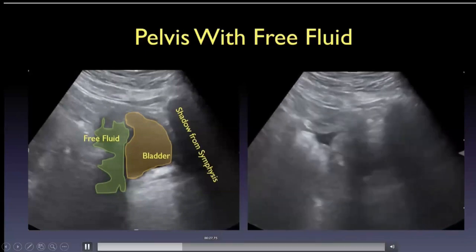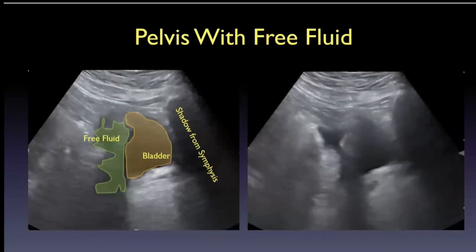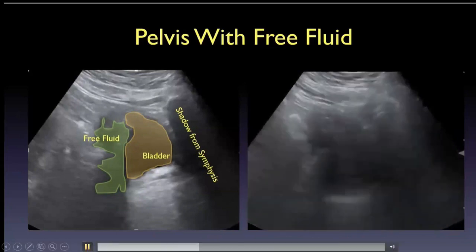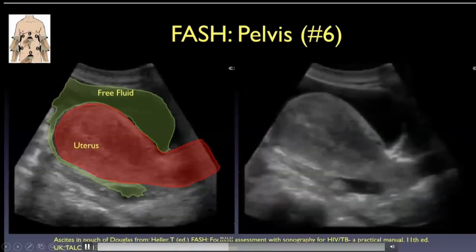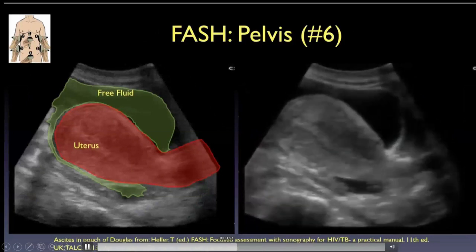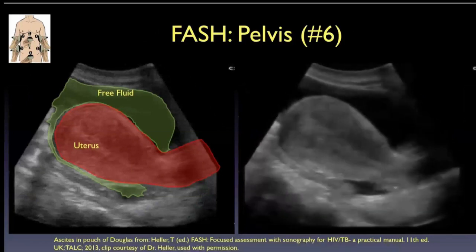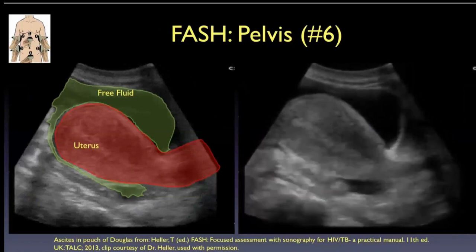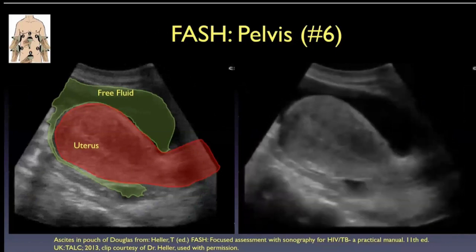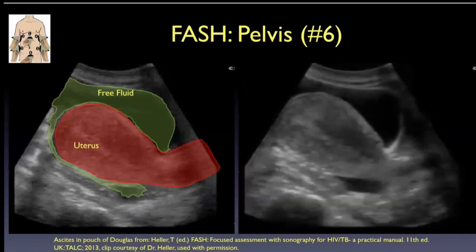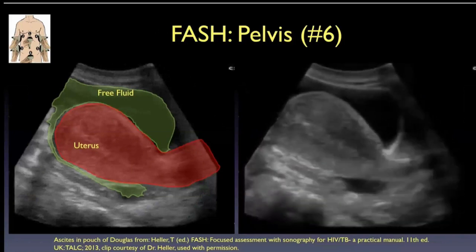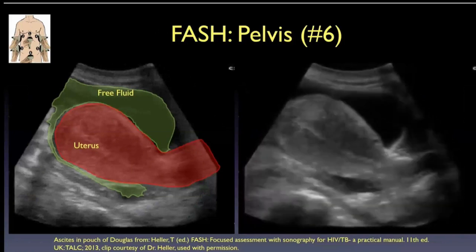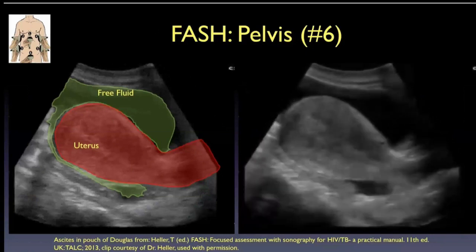And then when we move the video along, we can see that in a female patient, we'll see the uterus, and around the uterus, we can still visualize the bladder, but we can appreciate that there's fluid in the pouch of Douglas. Remembering that fluid often will collect here first, as a fluid-dependent area.